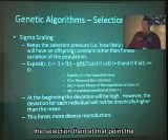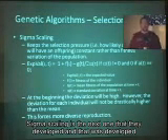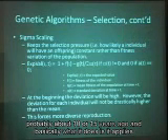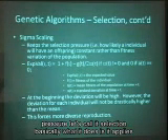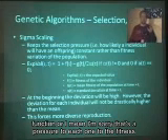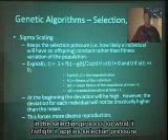Sigma scaling is the next one that they developed, and that was developed probably about 10 or 15 years ago. Basically what it does is it applies what's called selection pressure in the selection process.